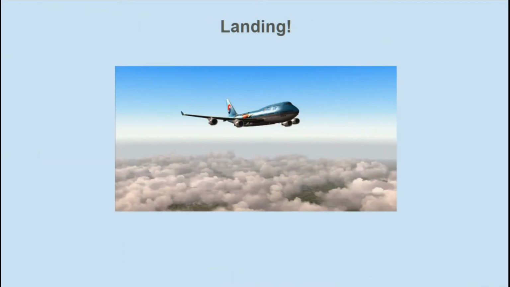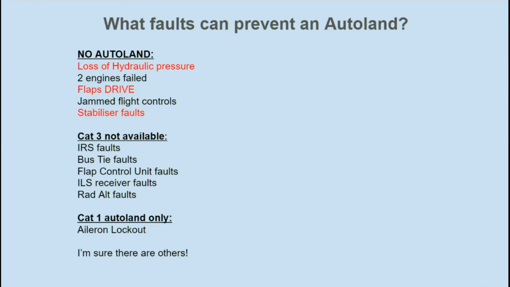And finally, you've got airborne. You're on your way. So let's now look at criteria for landing. Certain faults can prevent an auto land. Some will prevent an auto land completely. Others will prevent a Category 3 auto land. It's worth taking these possibilities into account when considering your options.